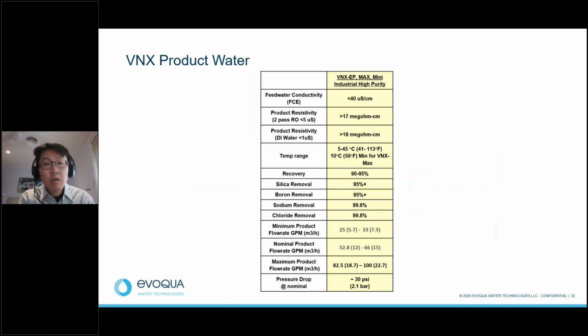The typical product quality from the VNX module for a 2-pass RO system should be around 17 megaohm at least. For the silica removal, it's around 95%. For the sodium and the chloride, it is more than 99%. For our VNX modules, there is a minimum and a maximum flow rate. So if you are doing a CIP cleaning for one module, the rest of the modules can still increase the flow rate to keep up with the production.